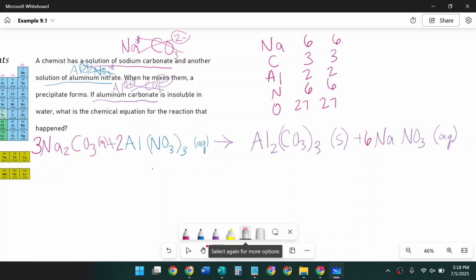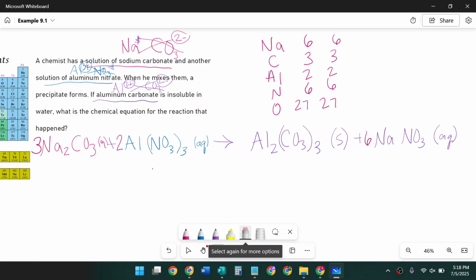we've answered the question. So we have 3 of the sodium carbonate plus 2 aluminum nitrate yields aluminum carbonate. That's our precipitate. And 6 sodium nitrate. And we're done.